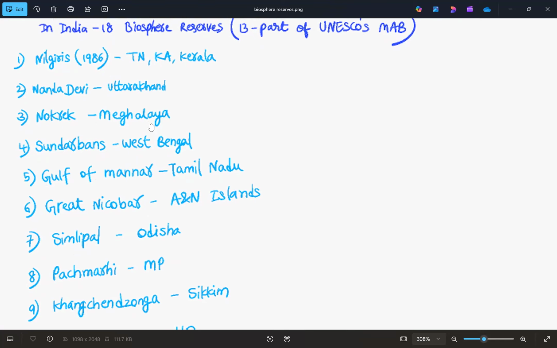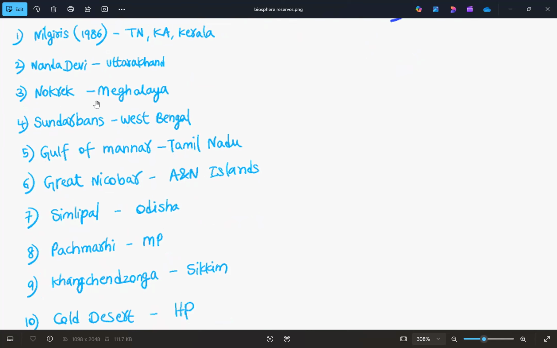Nanda Devi Biosphere Reserve is in the state of Uttarakhand. So where is this Nanda Devi Biosphere Reserve? It is in the state of Uttarakhand. The next biosphere reserve is Nokrek. So in tiger reserves also, we have covered Nokrek, and also I think in Ramsar sites we have covered Nokrek. So it is in the state of Meghalaya.